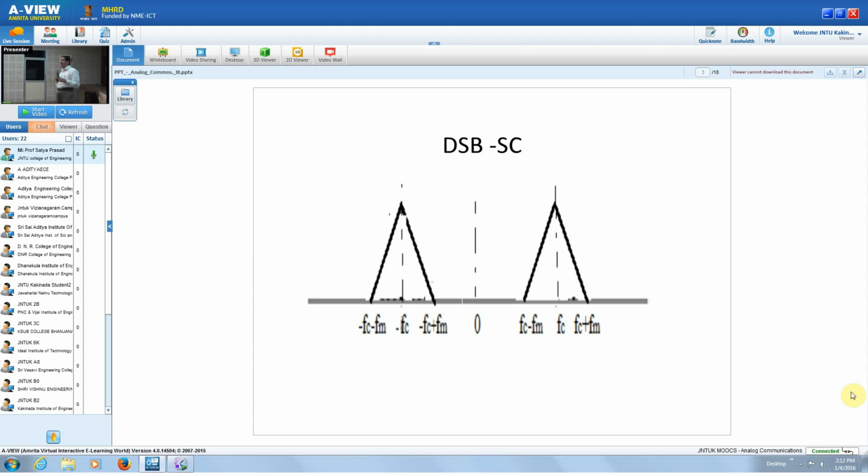With a carrier of omega c, we are getting Fc to Fc plus Fm and Fc to Fc minus Fm. These two signals are generated: one is the upper sideband and another one is the lower sideband. Here we have a DSB suppressed carrier signal, where we already suppressed the carrier by going for a ring modulator or a balanced modulator.